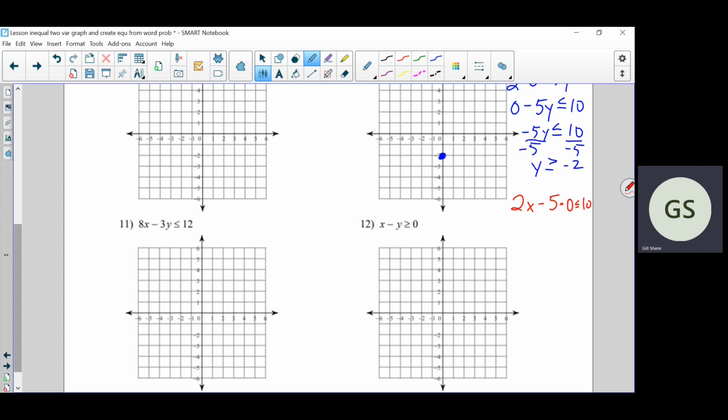So now that would just be 2x subtract 0. Well, 2x subtract 0 is just 2x. Last step is I need to divide by 2. So x is less than or equal to 5. Again, the symbol doesn't really come into play because I'm just putting a point on that spot where x is 5. And that is my second point.